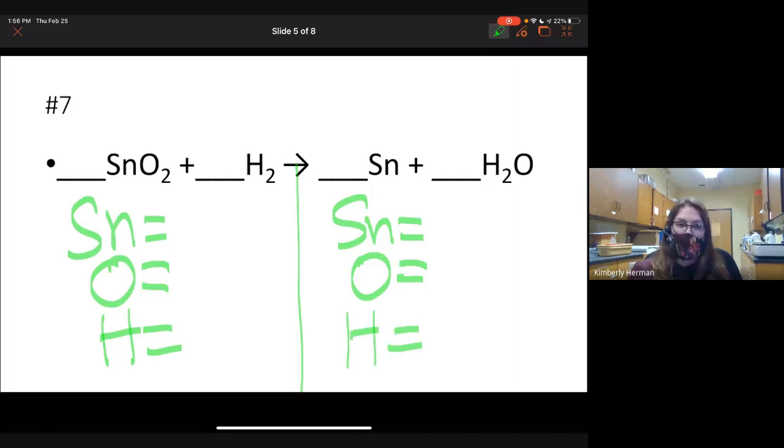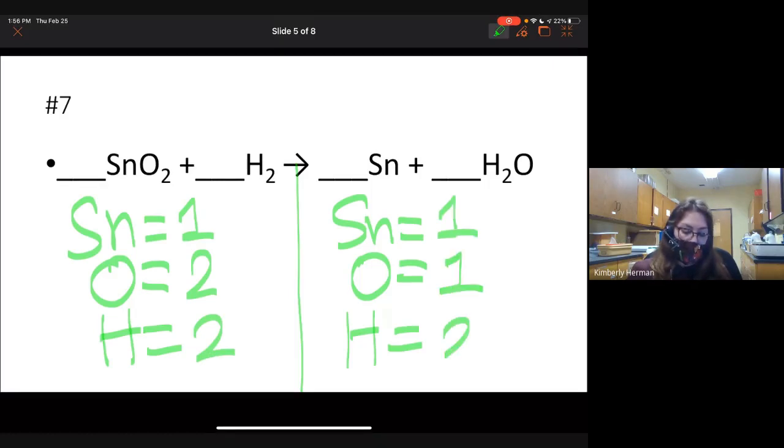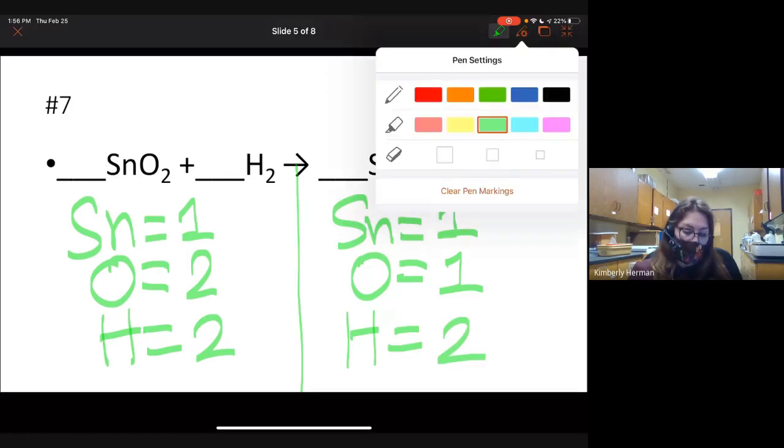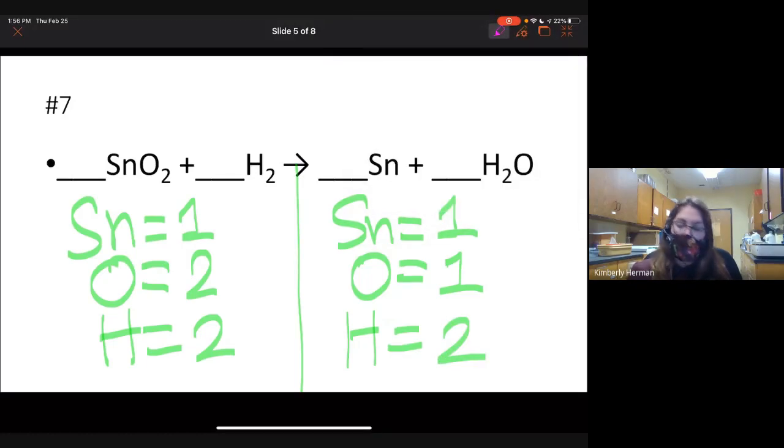And so now let's write how many we have. Sn would be 1, O would be 2, H would be 2. On the product side, it would be Sn 1, O 1, and H 2. So now we need to balance. It looks like our Sn are already balanced, so we go to our O. We have 2 on this side and 1 on this side.